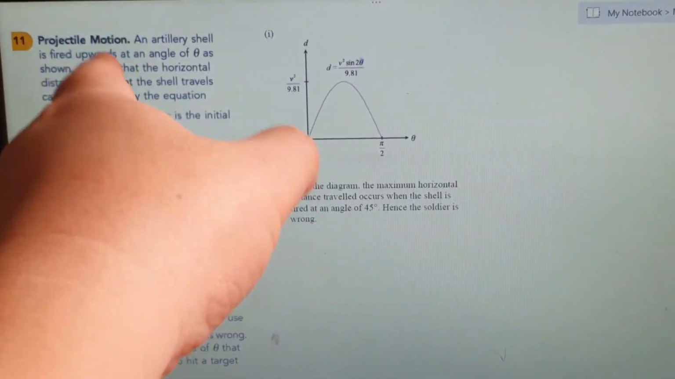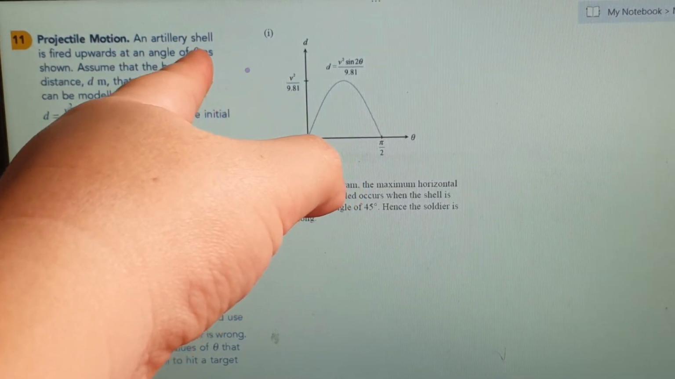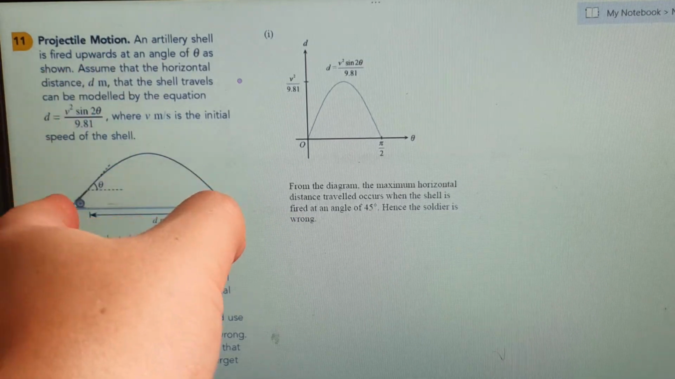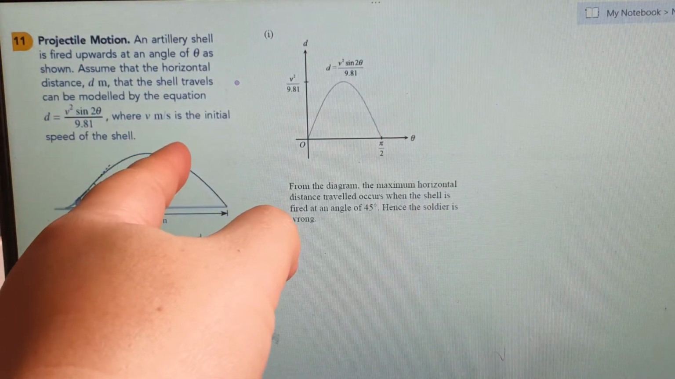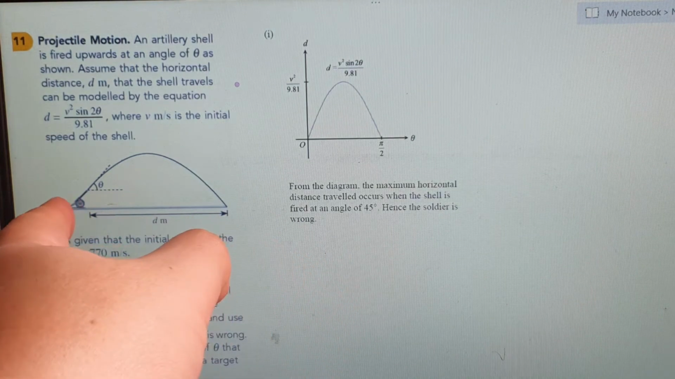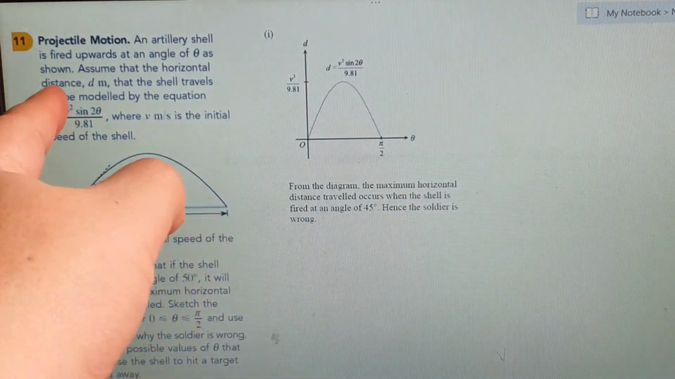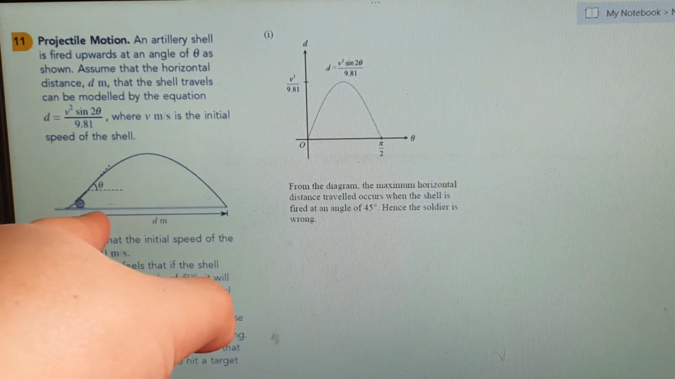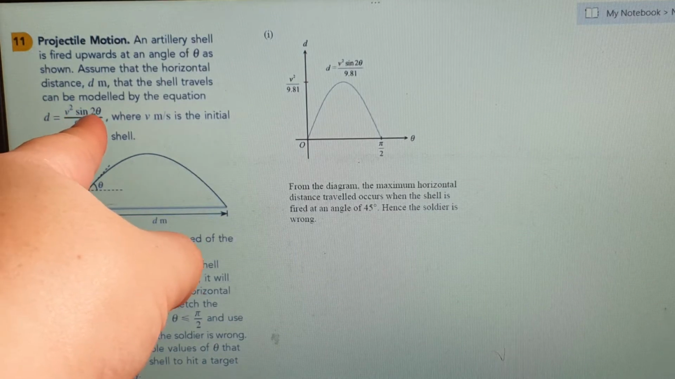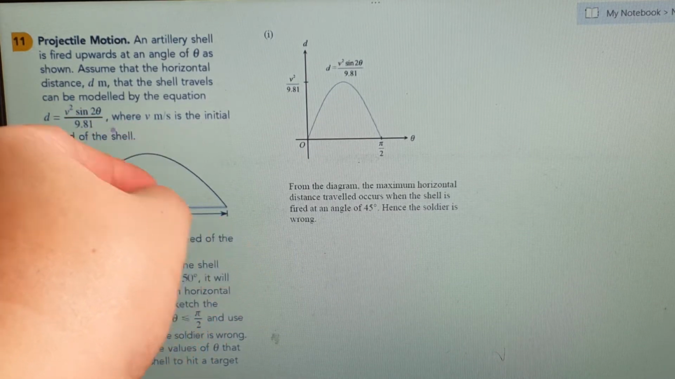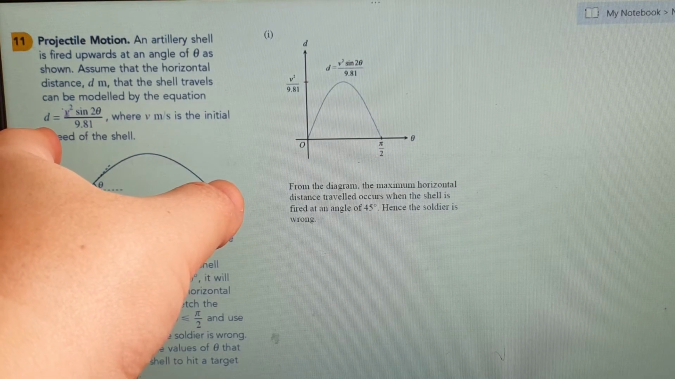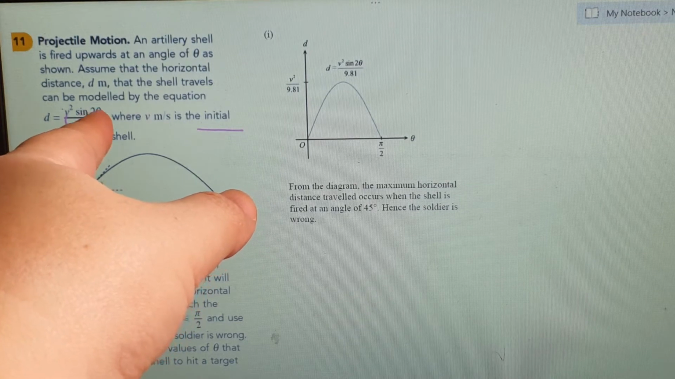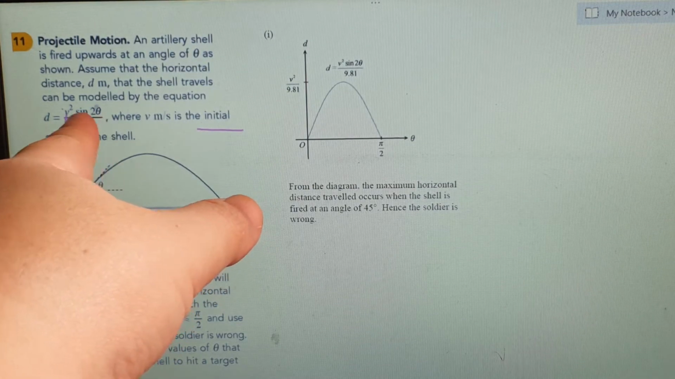Okay. Projectile motion. An artillery shell is fired outwards at an angle theta as shown. That means you shoot like a bomb like that, and then it drops here. Okay, you shoot at this angle theta. Assume that the horizontal distance d meters, this is the horizontal distance that it traveled, can be modeled by this, where v meters per second is the initial speed. Okay, so this v is the initial speed. This theta is this theta, okay? Then the rest are all numbers.